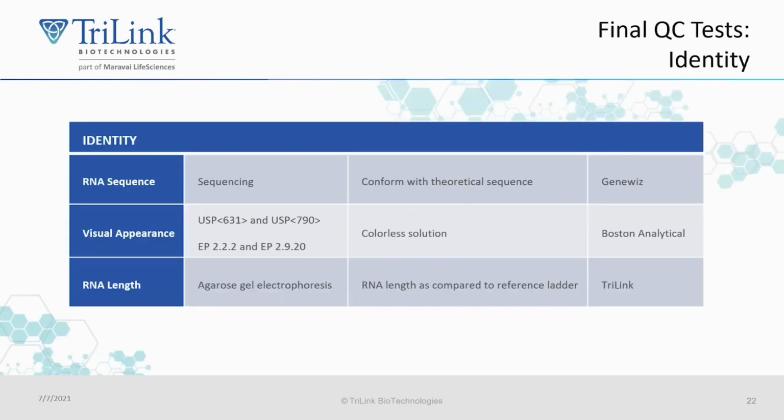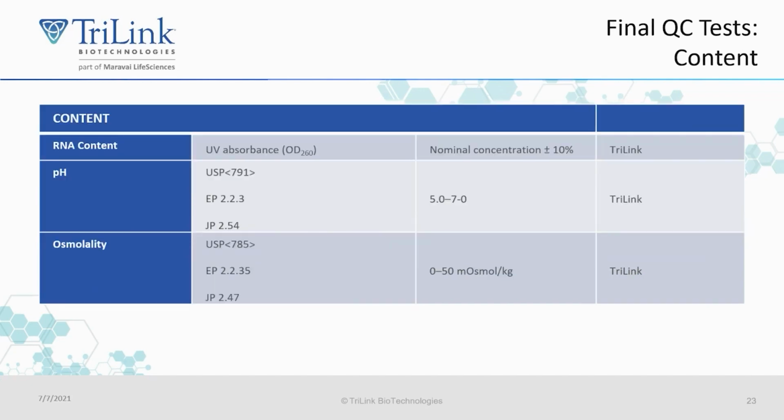Now we're going to move into some example specifications. The first shown here is that a final QC test is identity. Again, sequencing is the most common method. Our specification would be that it conforms to the theoretical sequence. We also would include visual appearance. We would want a clear, colorless solution that is free from visible particles. Agarose gel can be run to visualize the RNA length as compared to a reference ladder, and we would want the migration of the RNA to align with the known theoretical length by the ladder.